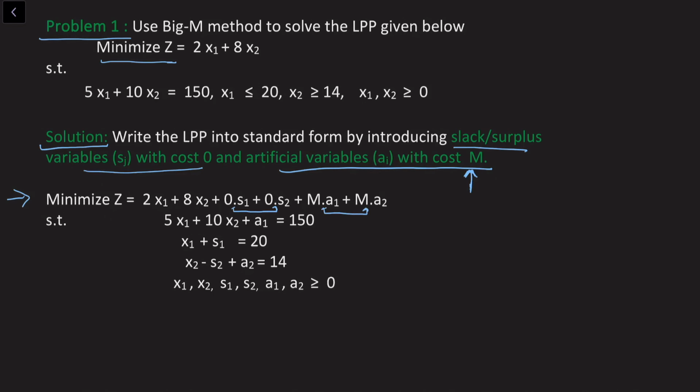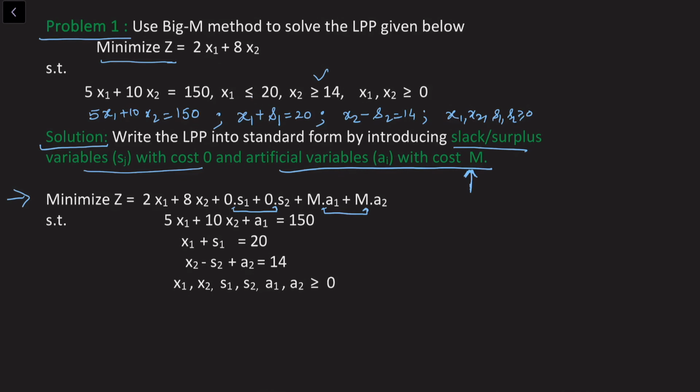Why do I require two artificial variables? To see this, let us look at the question. This first constraint is 5x1 plus 10x2 equal to 150. This is already an equality constraint, so I don't need to add a slack or surplus variable. The second requires a slack variable, so it is x1 plus s1 equal to 20. The third constraint requires a surplus, so it is x2 minus s2 equal to 14. And then I am going to write all decision variables greater than or equal to 0.